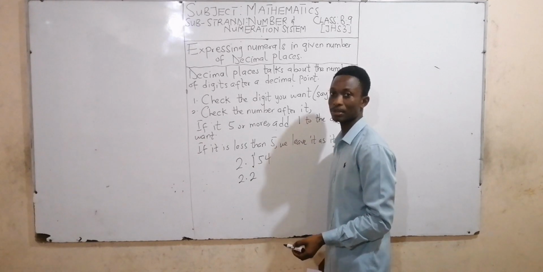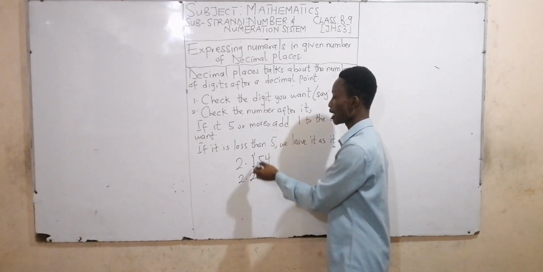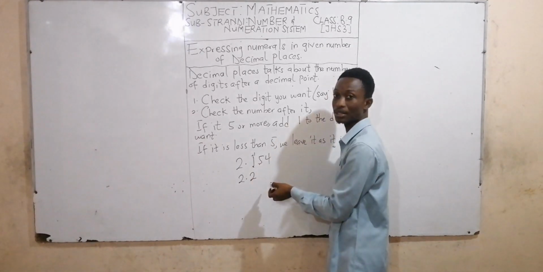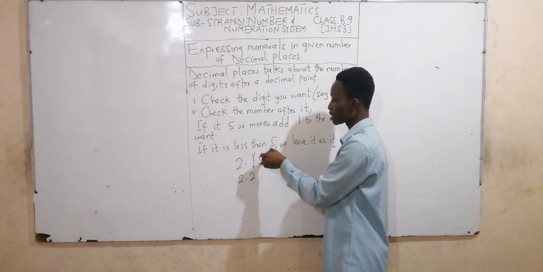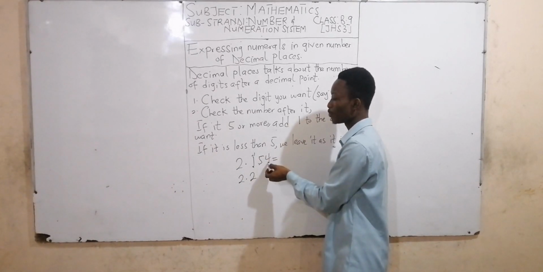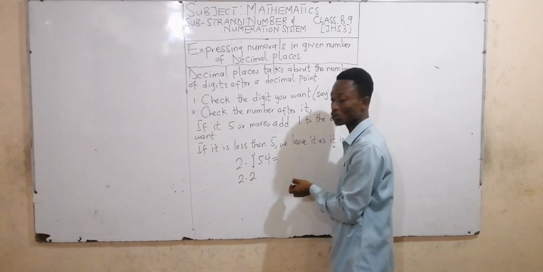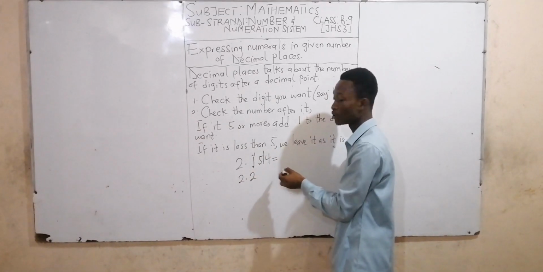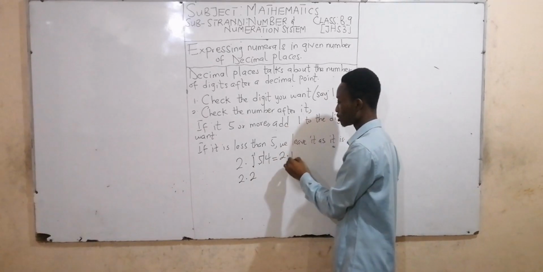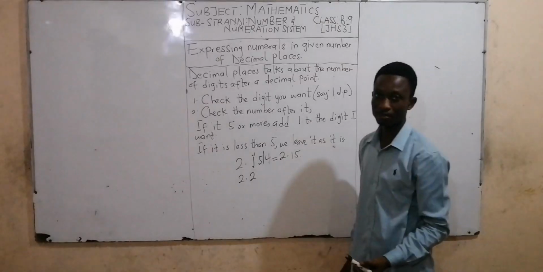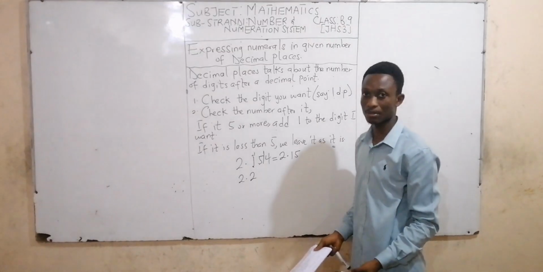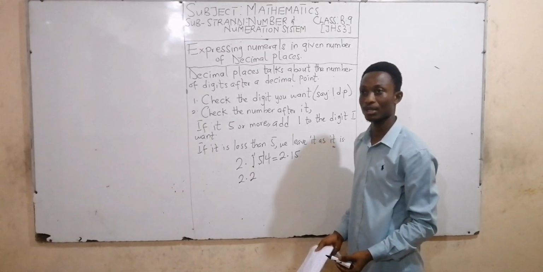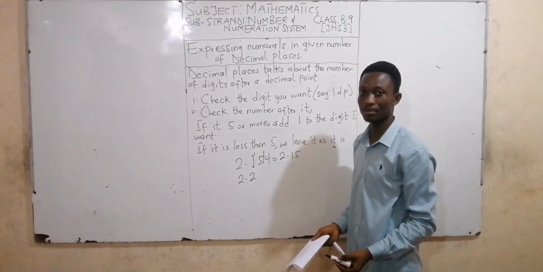Basically, that's what decimal places talks about. If you are asked to leave it in 2 decimal places, let's check what comes after it. It is 4. It is less than 5. So we leave it as it is. We don't add anything to the number we are looking for. So we only pick 2.15 as our answer. That is what decimal places talks about. Very easy and simple. So let's try our hands on some worked examples.